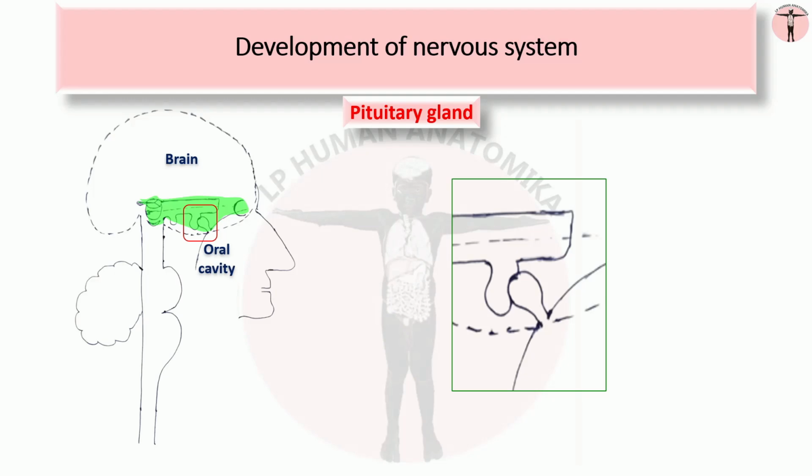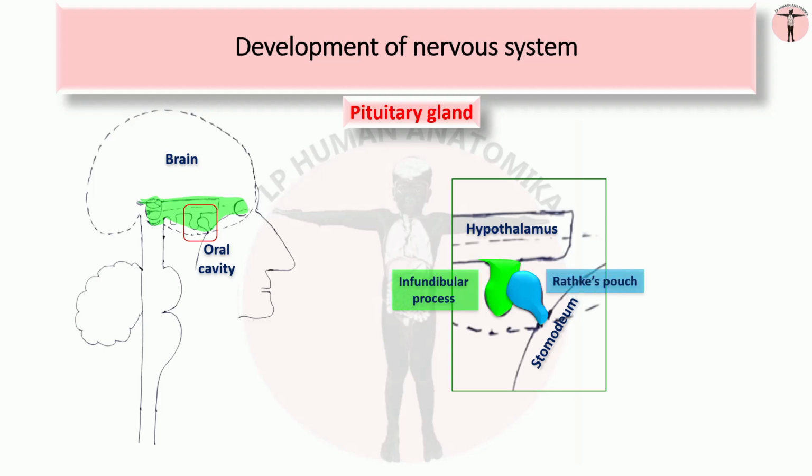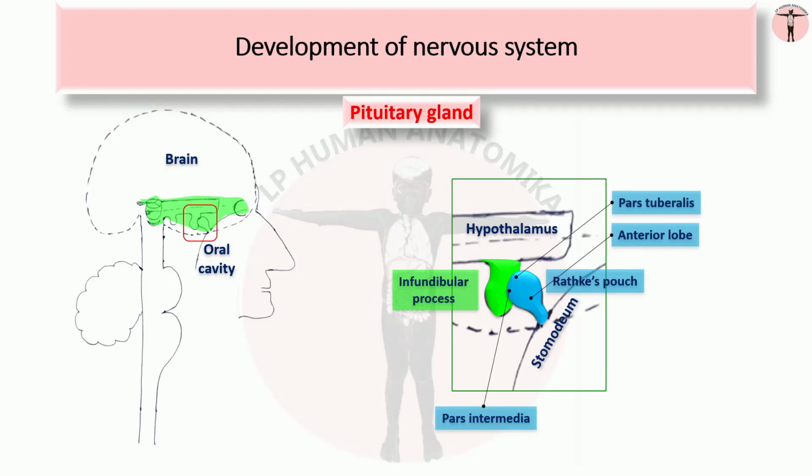Pituitary gland develops from two processes. One process extending from the neurectoderm of the hypothalamus and the other from the ectoderm of the roof of the stomodium. The process which extends from the hypothalamus is called infundibular process, and one extending from stomodium is called Rathke's pouch. The Rathke's pouch, which is an ectodermal diverticulum of the primitive oral cavity or stomodium, develops into anterior lobe, pars intermedia, and the pars tuberalis.